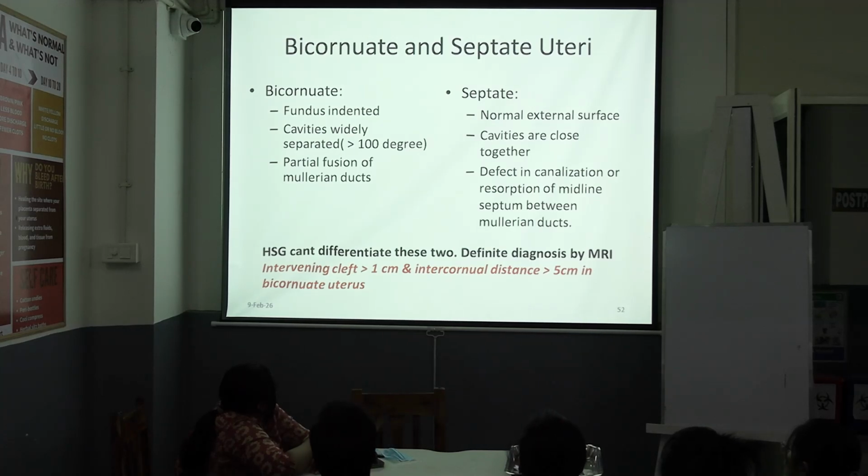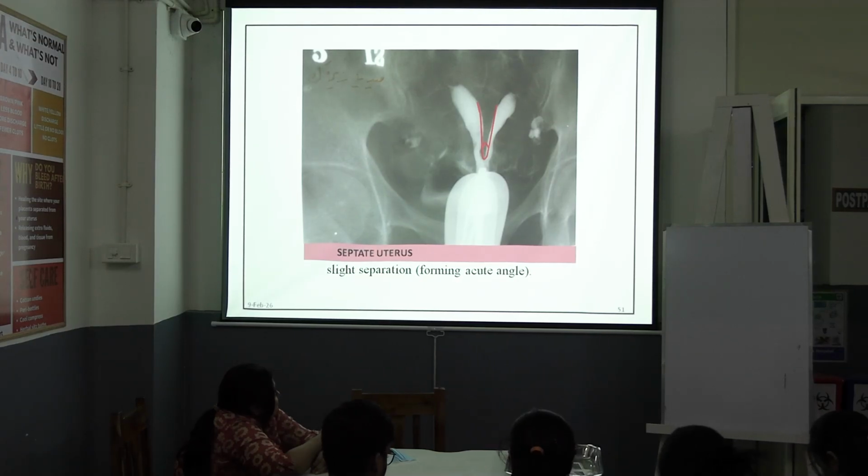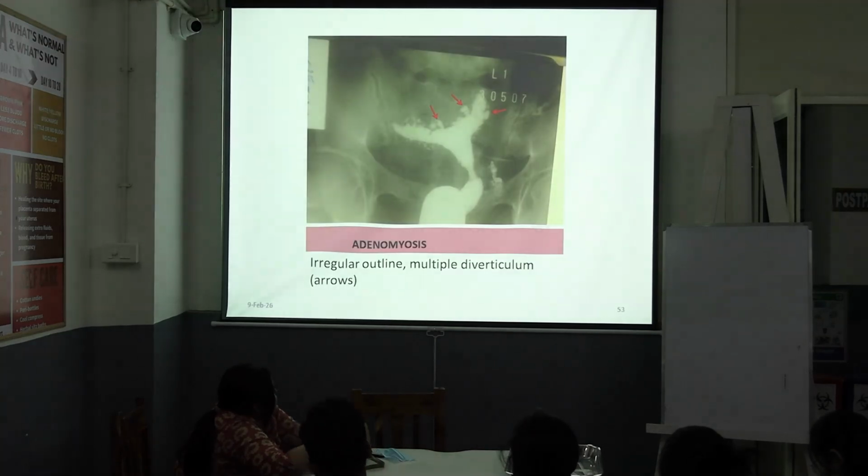How to differentiate between a bicornuate and a septate uterus in HSG? See, in bicornuate the cavities are widely separated, more than 100 degrees, and in septate the cavities are closely placed, but there will be an acute angle. HSG, however, cannot differentiate between the two. Definitive diagnosis has to be done only by MRI, where we have to measure the intervening cleft. In case of MRI, you have to measure the thickness of the intervening endometrium, and if it is more than 1 centimeter, and the intercornual distance is more than 5 centimeters, it is a bicornuate uterus.